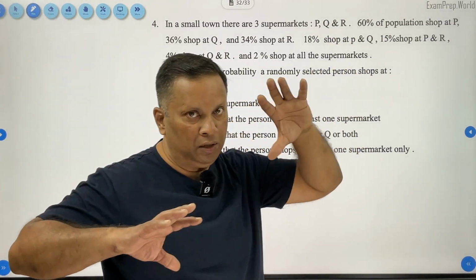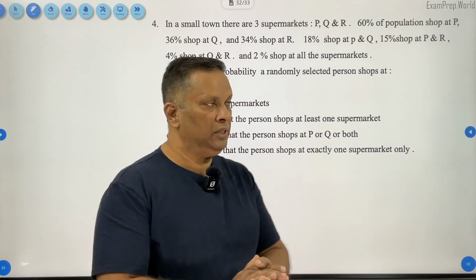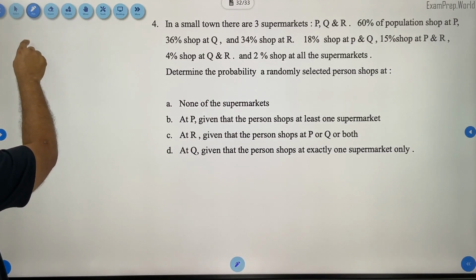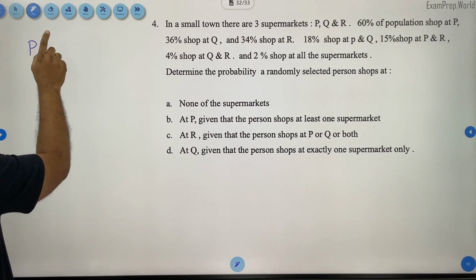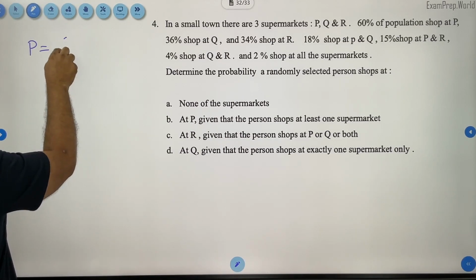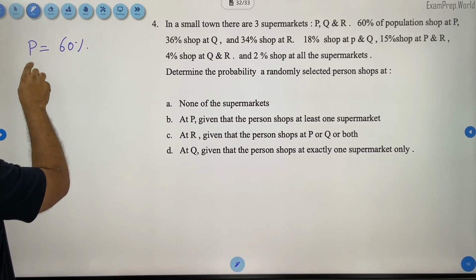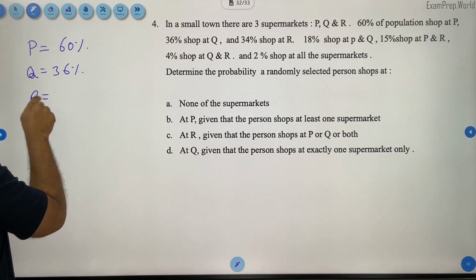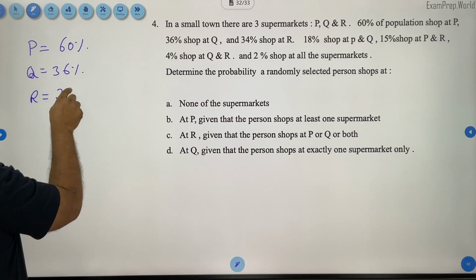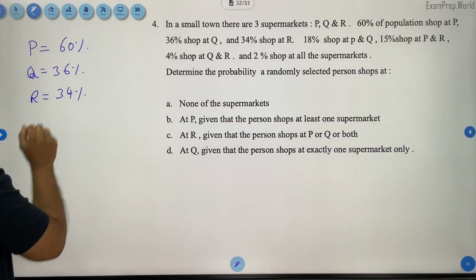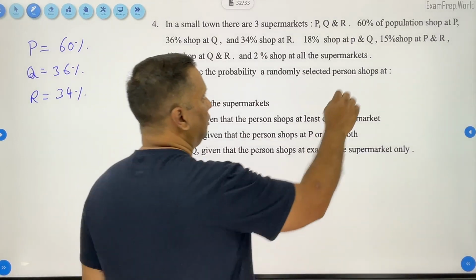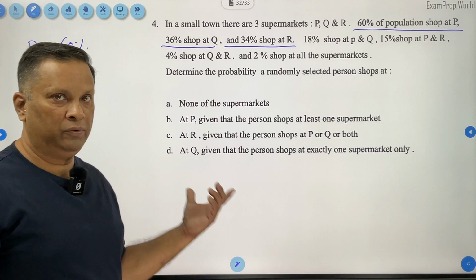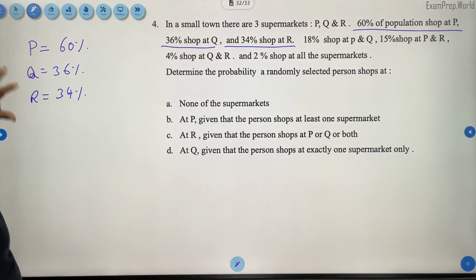Now this is P, Q, R, a Venn diagram with 3 circles. Okay, so first let us tabulate the data. P 60%, Q 36%, R 34%. Okay, I have done it for P, Q and R, right. First we have captured the primary data. This is the percentage of population which shops at each.